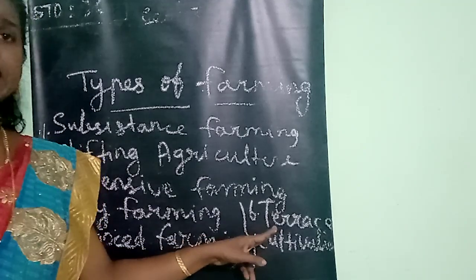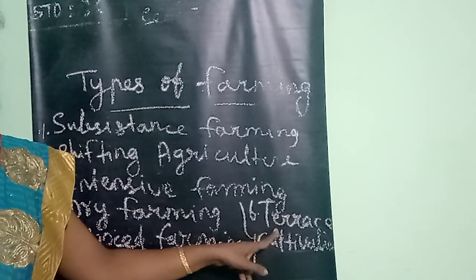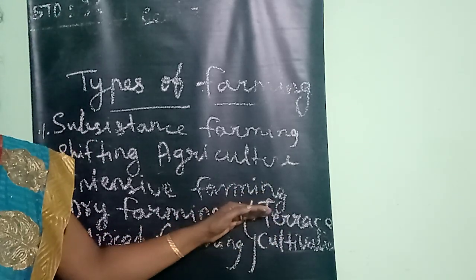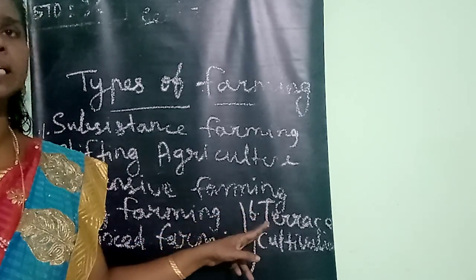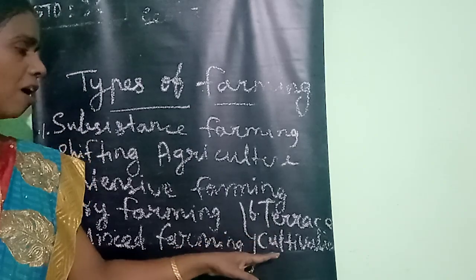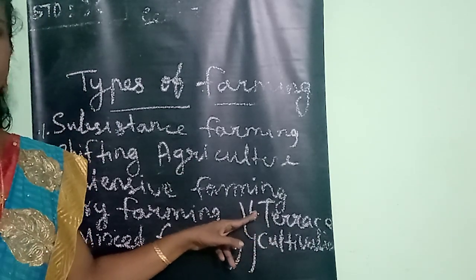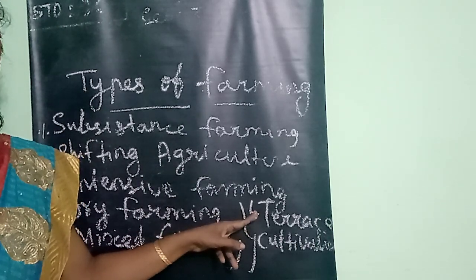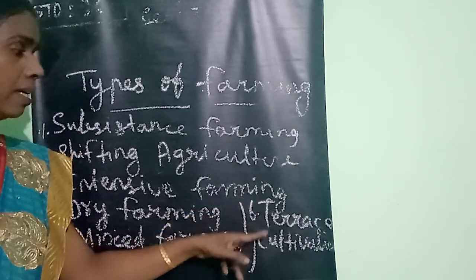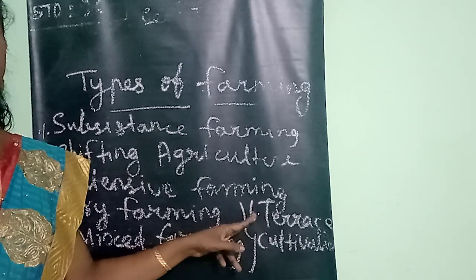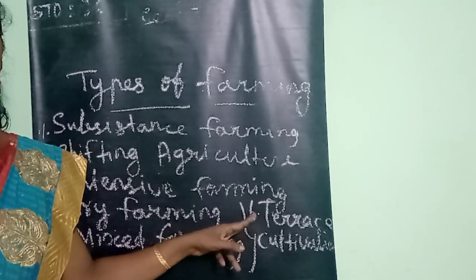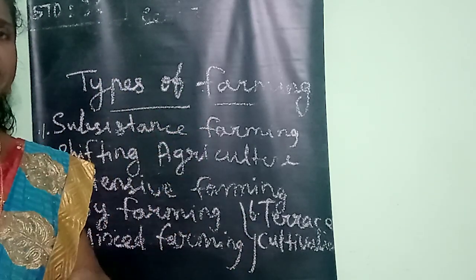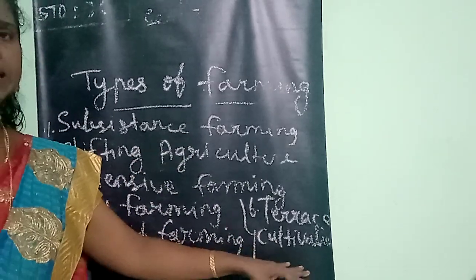Then the last one is terrace cultivation. This type of farming is practiced mostly in mountainous areas and hill stations. They cut and form terraces in the areas of mountains and hill stations, then permanently do agriculture there. Mostly in mountainous areas, for example Meghalaya, Uttarakhand, Himachal Pradesh, Assam, and also some parts of Jammu Kashmir.